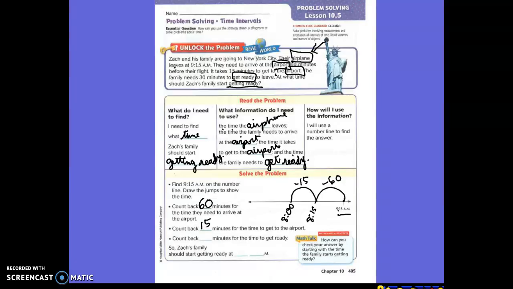Okay, then we need to count back blank minutes for the time to get ready. How much time does it take the family to get ready? 30 minutes. Okay, so we can jump back 30 minutes. Now we can split those up into tens. We can do 3 tens. So what's 10 minutes less than 8 o'clock?